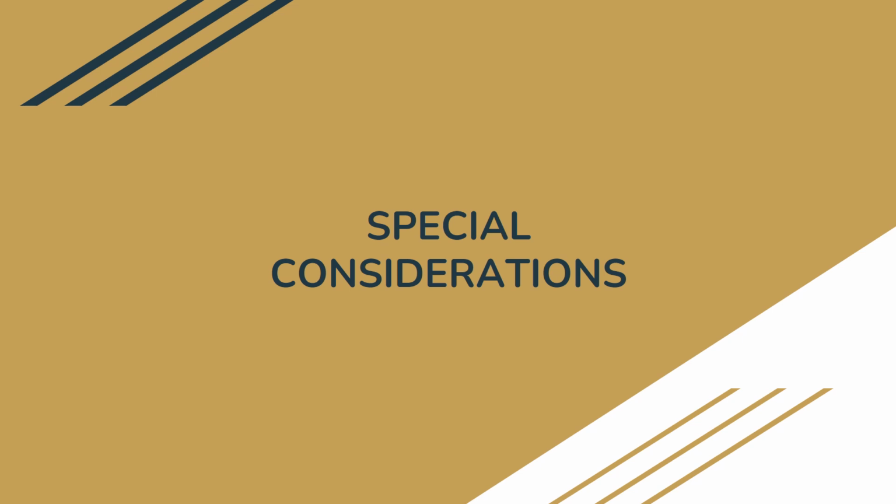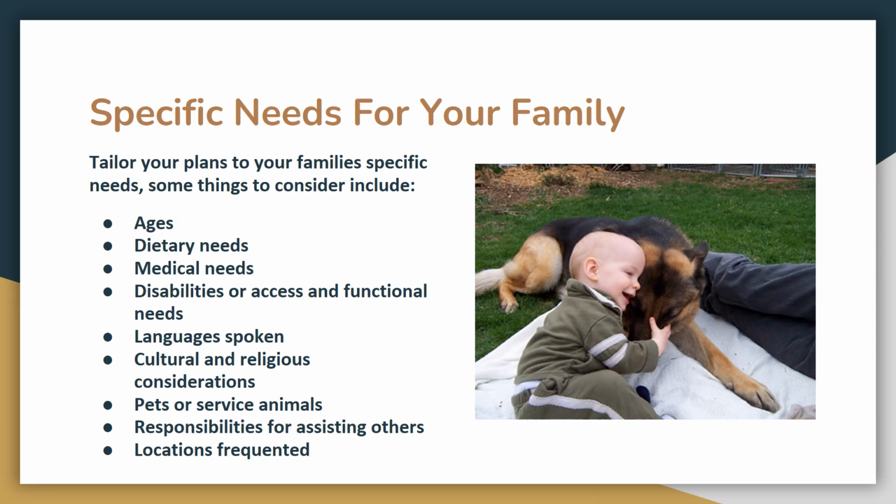All right, so the last part of the class, we're just going to talk about some special considerations for specific needs. So when you're making your plan, make sure to consider each of these items and plan accordingly. For example, for babies and toddlers, make sure you have items that they will need, such as formula, diapers, wipes, that type of stuff. For younger children, consider their ability to carry things.